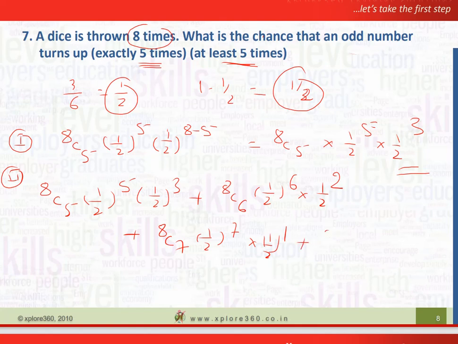And don't forget to put the value 8C8. 8 times is also possible, 1 by 2 to the power 8 into 1 by 2 to the power 0, which equals 1, because any number to the power 0 is 1. Now solve this equation, you will get the answer. So this is about the binomial theorem. Moving to the next question.